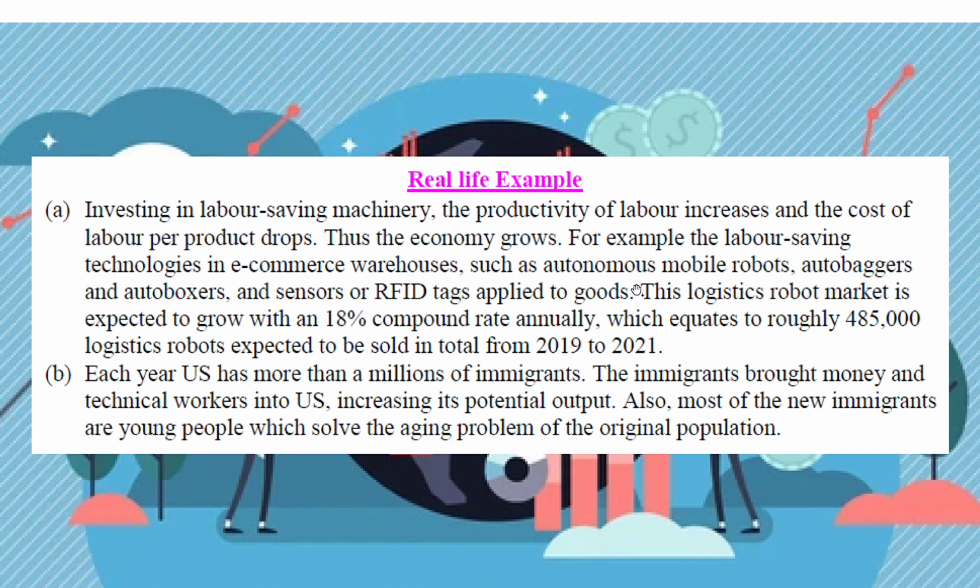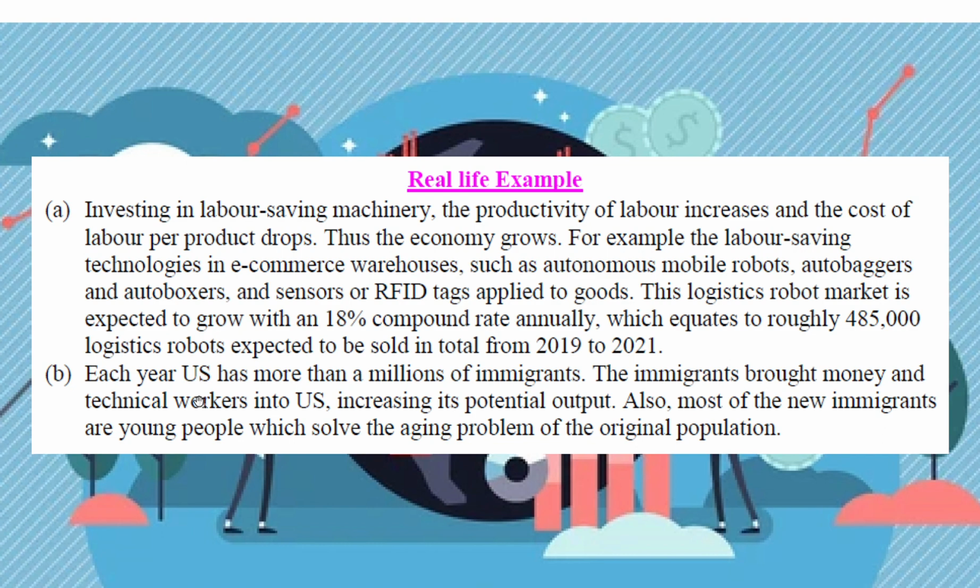Okay, not just that, the robot market is expected to grow, using robots instead of people. Okay, 18% compounded annually. Excellent. And roughly in 2019 to 2021, they roughly estimated there should be nearly 500,000 robots built. Wow, I think now it is more, okay, in 2024.